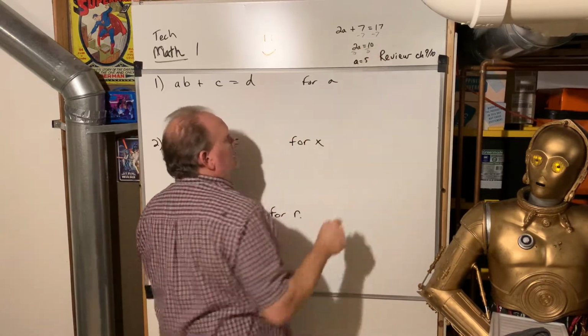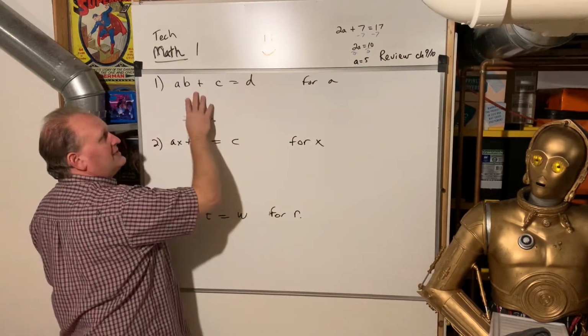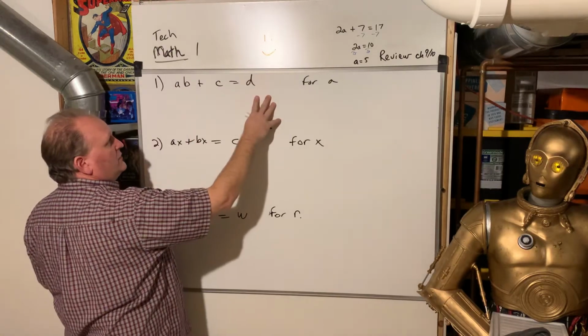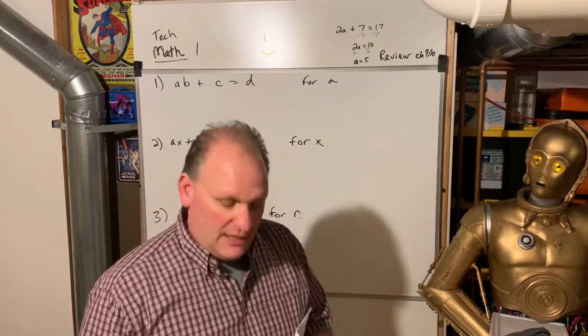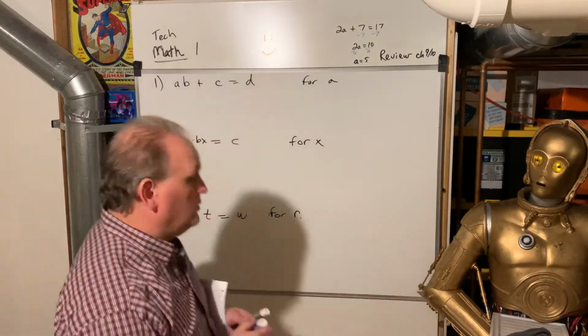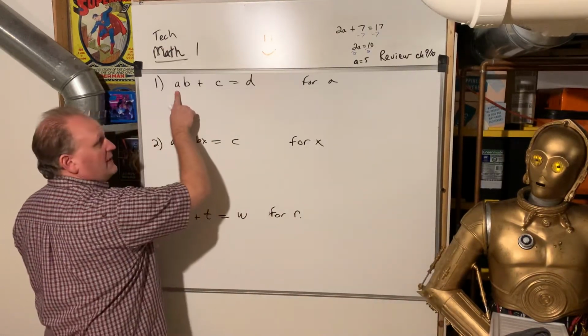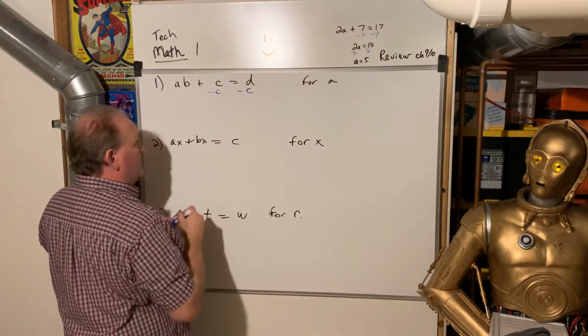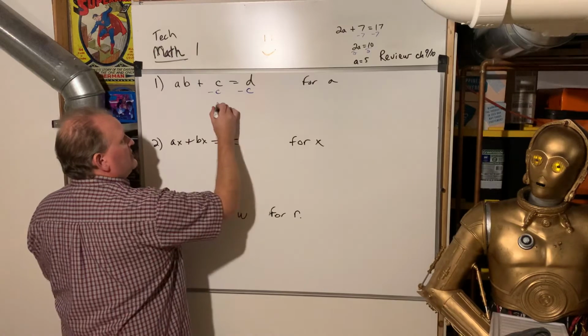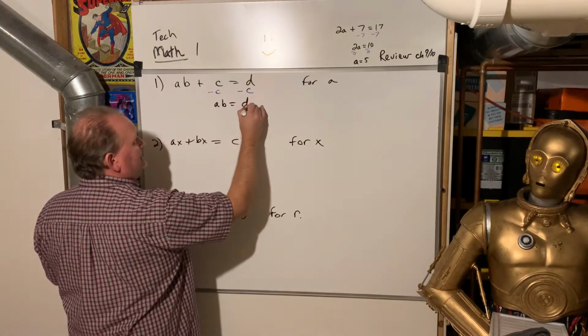And hunky-dory. All right, so now we're going to do the same thing, but in a more abstract manner because it's all variables. There aren't any numbers in there. So we do the same thing. We want to solve for A, so we isolate the A. We subtract C from both sides. That gives you AB is equal to D minus C.